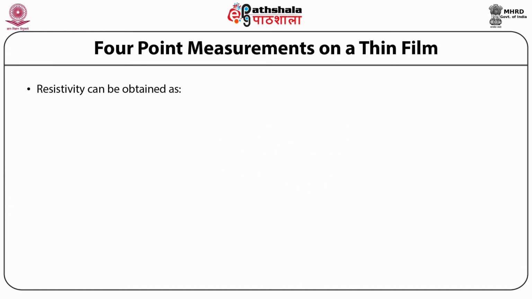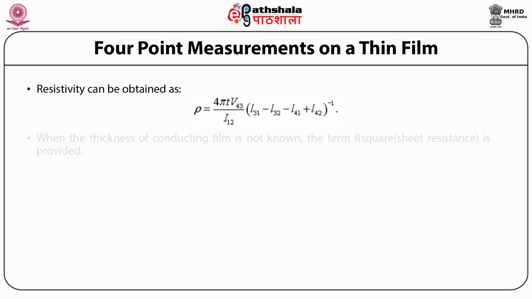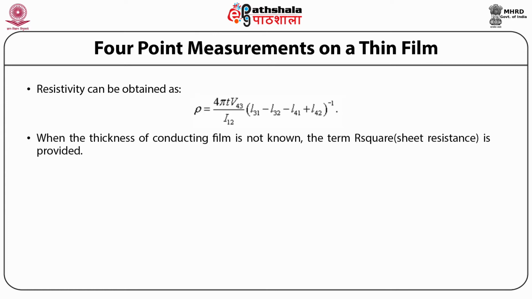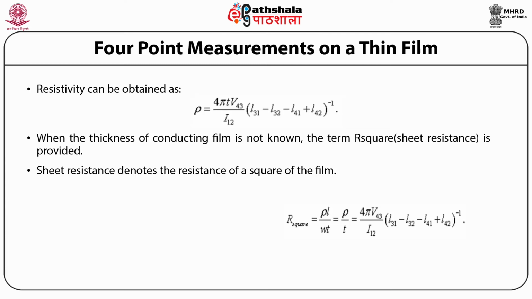Thus, the resistivity can be obtained as ρ equals 4πt times V43 divided by I12, times (L31 minus L32 minus L41 plus L42) raised to the power minus 1. When the thickness of the conducting film is not known, the term R square, that is the sheet resistance, is provided. Sheet resistance denotes the resistance of a square of the film. So R square equals ρL divided by Wt, equals ρ by t, equals 4π V43 divided by I12, times 1 divided by (L31 minus L32 minus L41 plus L42).